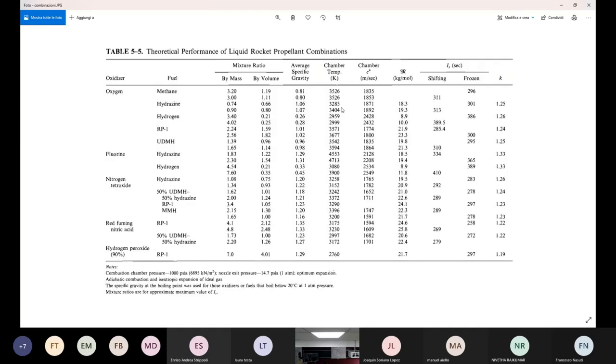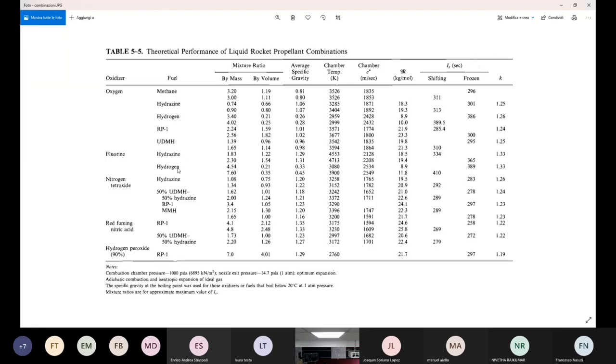And in fact, you see values of temperature which are not so high. And despite that, you find interesting values of specific impulse, computed here by the shifting equilibrium assumption and frozen expansion. The value of K that you find here, this is our gamma. So it's the ratio of specific heats of the combustion products. Again, you see that with oxygen, a list of possible fuels: two hydrazines, hydrazine and UDMH, RP1, hydrogen and methane. We have mentioned all of them.